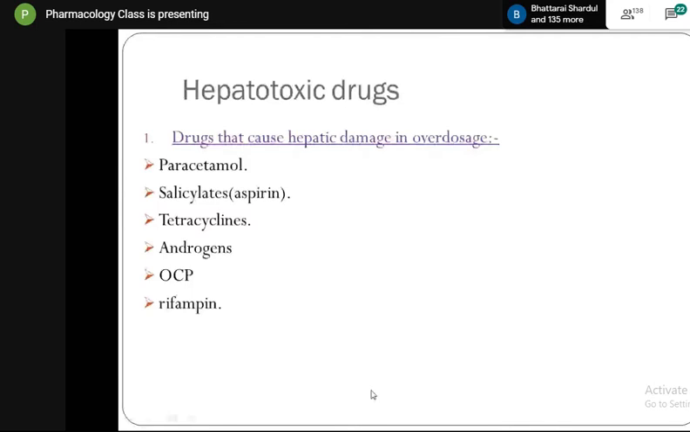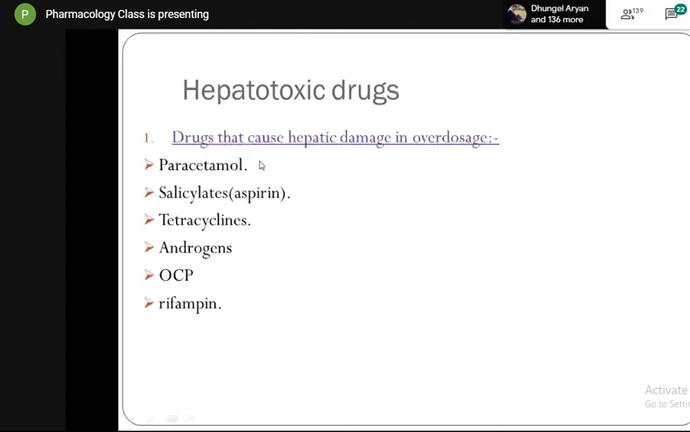So, if that is clear, what you have to learn here is a list of at least 5 to 10 hepatotoxic drugs. Mainly, the drugs that cause hepatic damage in overdoses include paracetamol. Can you remember what paracetamol is? To which therapeutic group does paracetamol belong? NSAIDs. Okay, so these are hepatotoxic in overdoses.